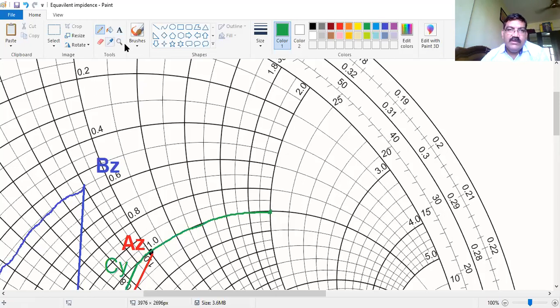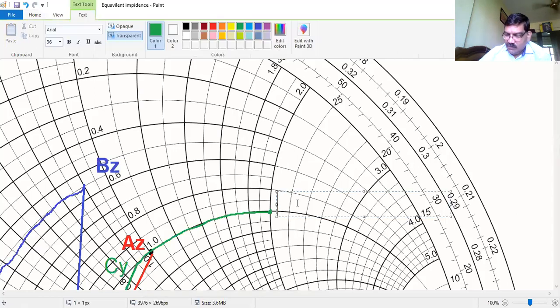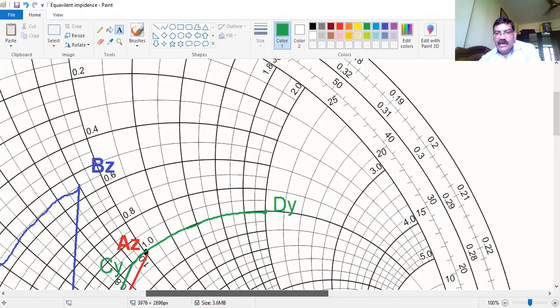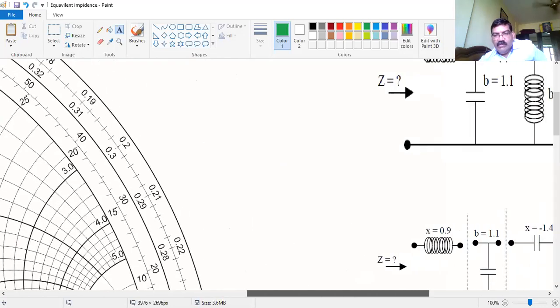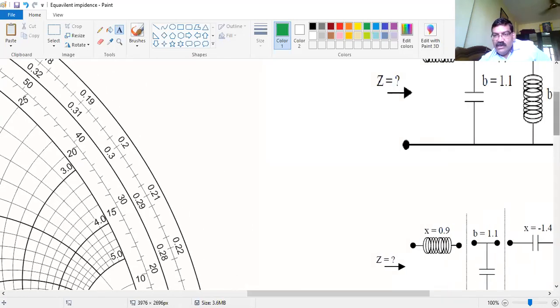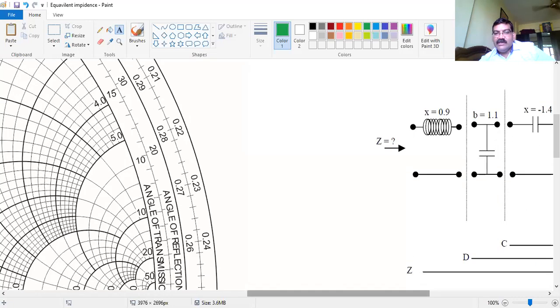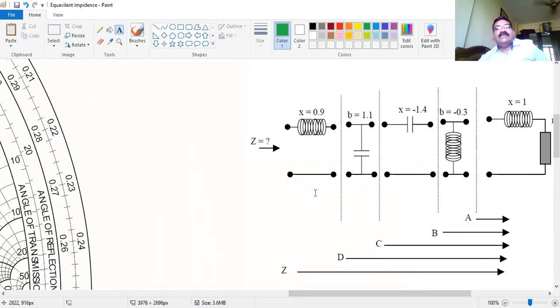Okay, so this point is nothing but my point D. Now CY I am going, so this is DY. So this is nothing but my point DY. I got DY. Okay, now I'll come back to the diagram. Now the only last element is remaining. So the last element again is in series.